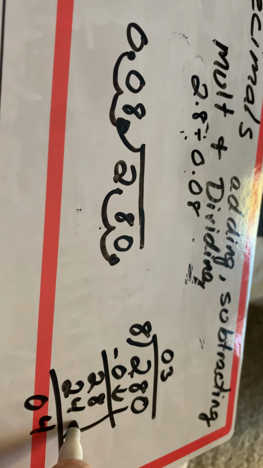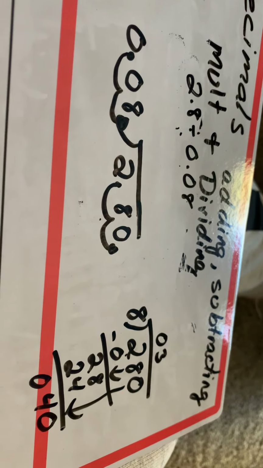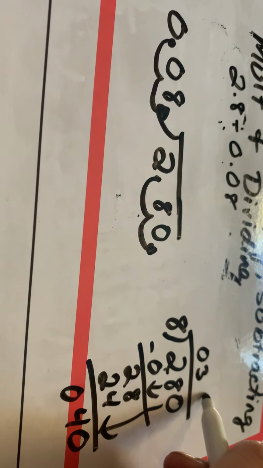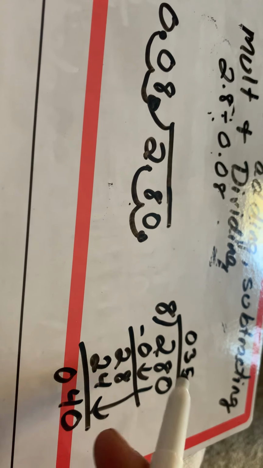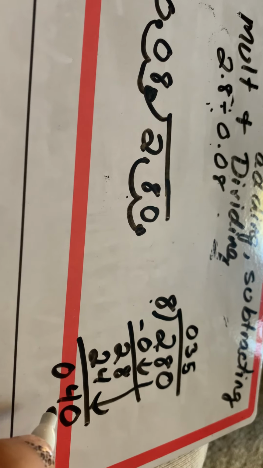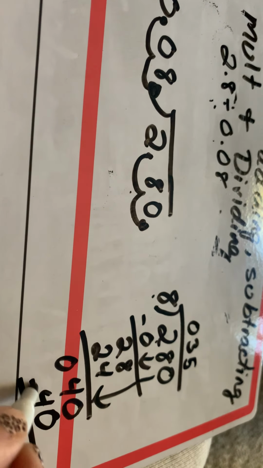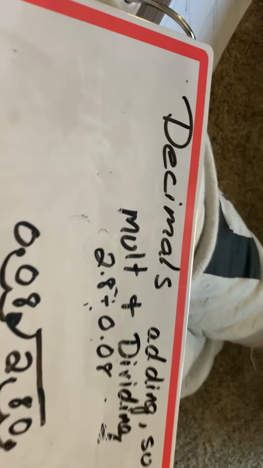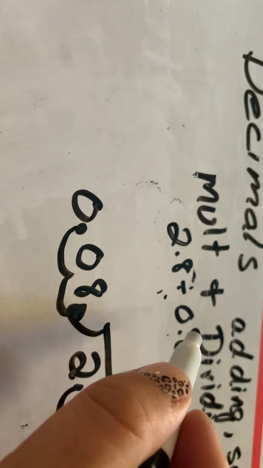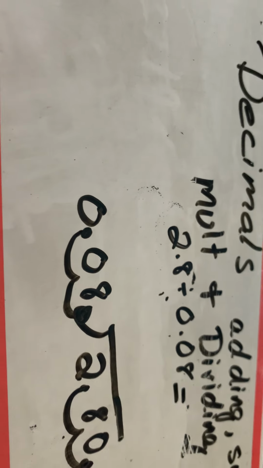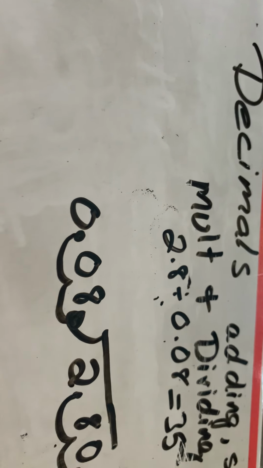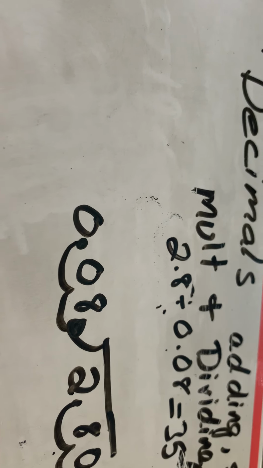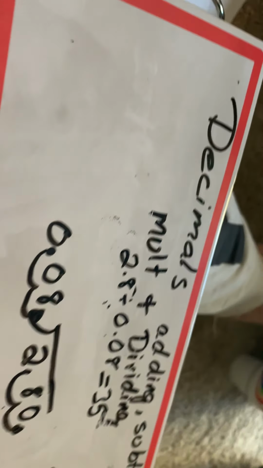Now we bring down this last 0. Okay? How many times does 8 go into 40? 5, right? So 8 times 5 is 40, which leaves me with 0. My answer is 35. So 2 8/10 divided by 8/100 equals 35. Not too bad, right? Let's try another.